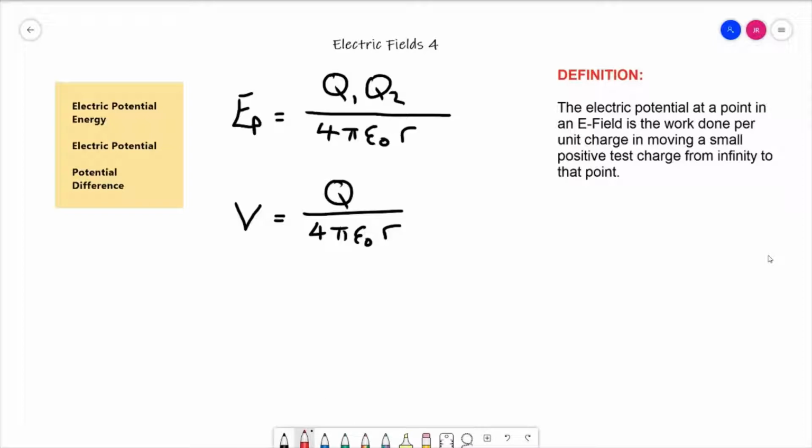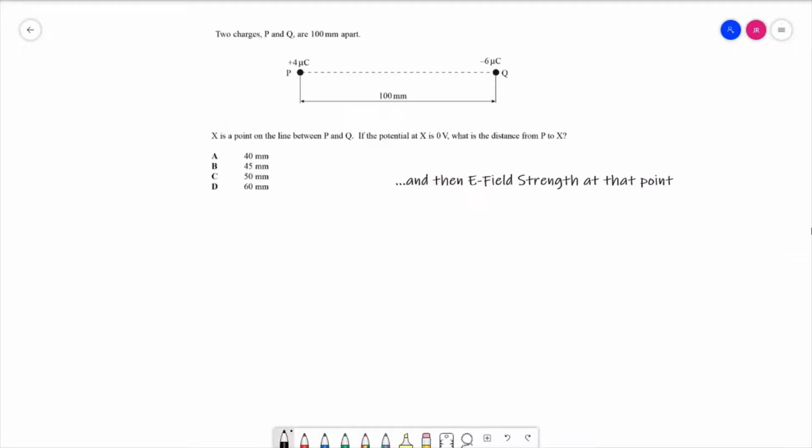Now one of the key points that we made last lesson is that both of these quantities, electric potential energy and electric potential, are both scalar quantities, and it's one of the things we're going to be looking at today, exactly how we need to treat scalars and vectors differently when we're looking at it from a mathematical point of view. So on to today's lesson then.